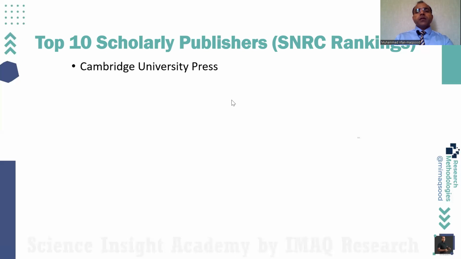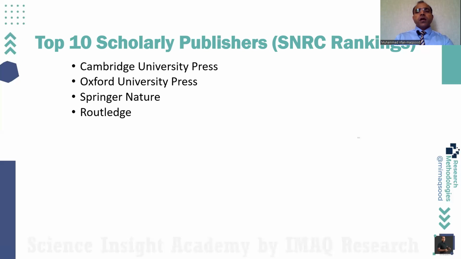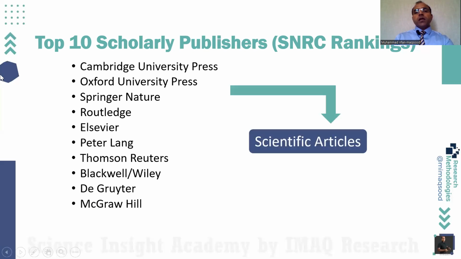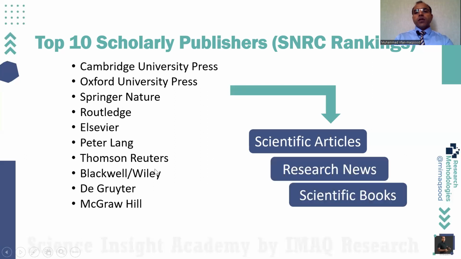They put Cambridge University Press first, so all the journals published by Cambridge University Press are prestigious journals. The second is Oxford University Press, then the Springer Nature Publishing Group, the Routledge Publishing Group, Elsevier, Peter Lang, Thomson Reuters, Blackwell or Wiley, De Gruyter, and the McGraw-Hill publisher groups. So these scholarly publishers publish scientific articles, research news, and also scientific books.